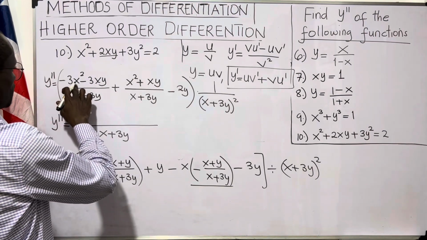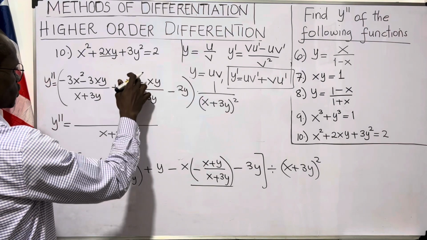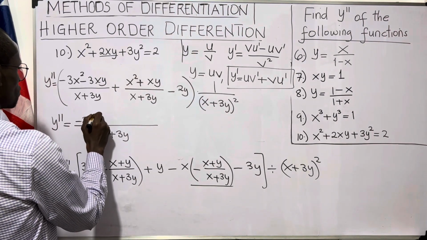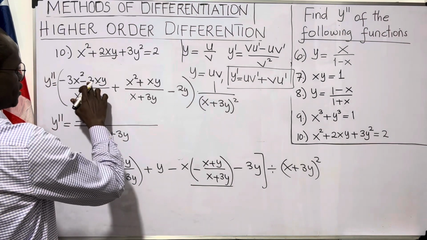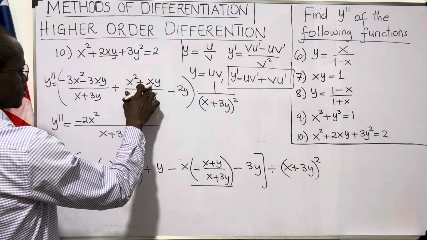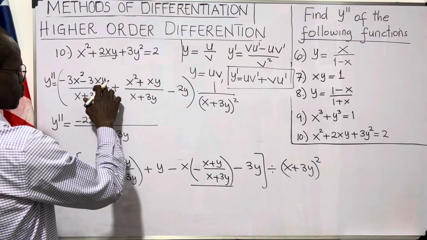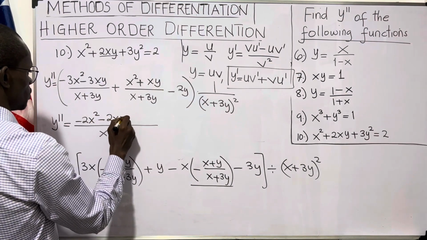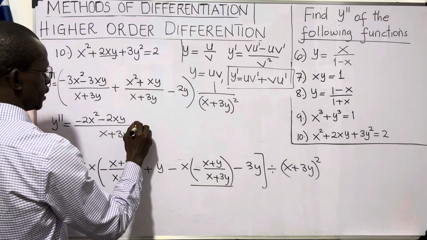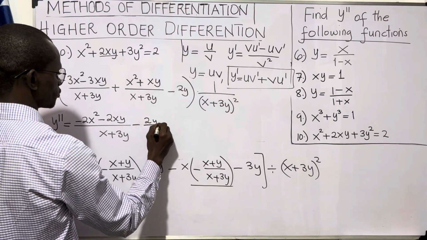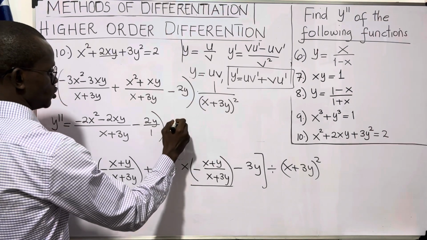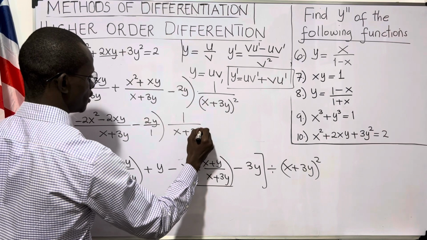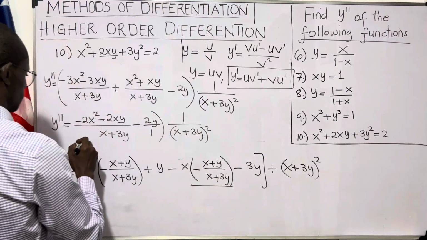So it's minus 3x squared plus 1x squared. So this gives us minus 2x squared, and then minus 3xy plus 1xy is minus 2xy, and then minus 2y. So this is all over x plus 3y raised to the second power.